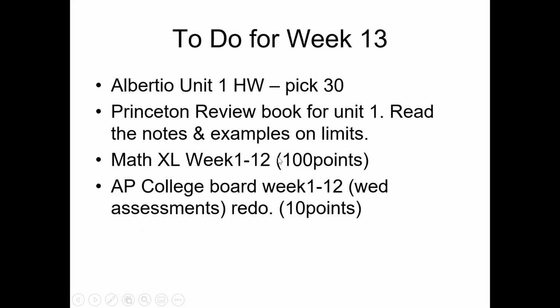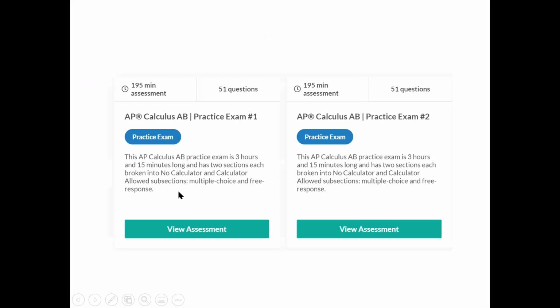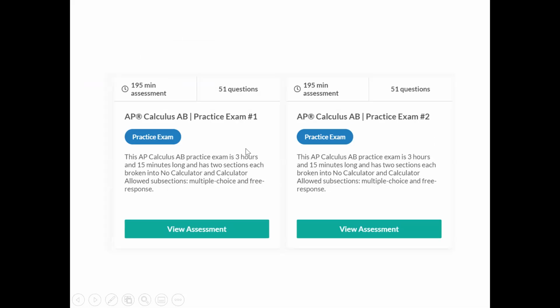In addition to that, make sure you are going over 30 questions from the Albert.io Princeton Review. If you have not finished the math exam for week 12 or the AP College Board exam on Wednesdays for the assessment, make sure you are doing that. And then get yourself prepared for the 2 practice exams.